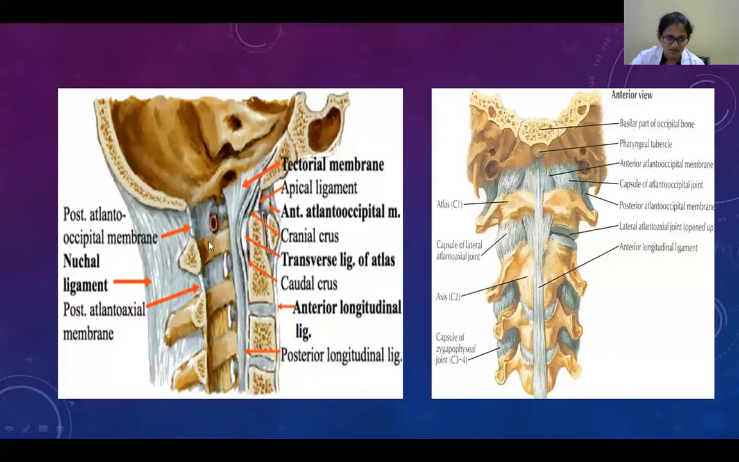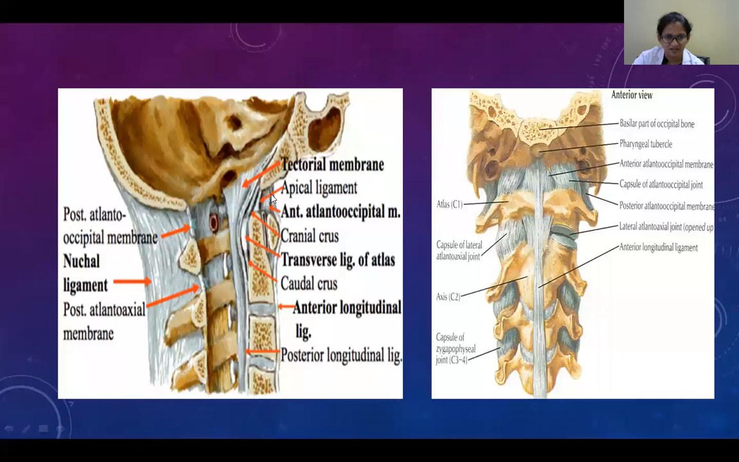See, these are the ligaments. This is the first cervical vertebra. This is the anterior arch. The upper border of the anterior arch gives attachment to the anterior atlanto-occipital membrane. This is the anterior atlanto-occipital membrane.